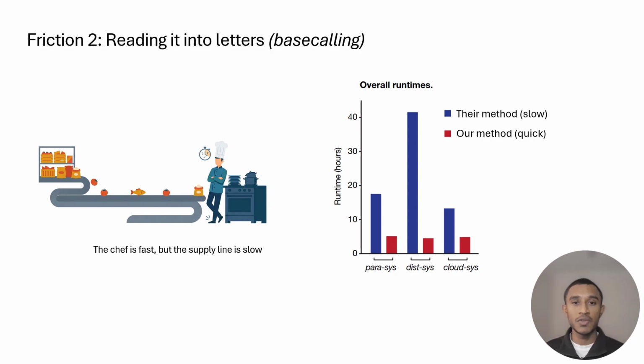You can see the difference here. Each pair of bars is the same job, run three different ways: on a single computer, across many, and on the cloud. The tall blue bars are the old method, the short red bars are ours. Same work, a fraction of the time, up to 9 times faster with no extra hardware. And this work was published in the journal Bioinformatics.